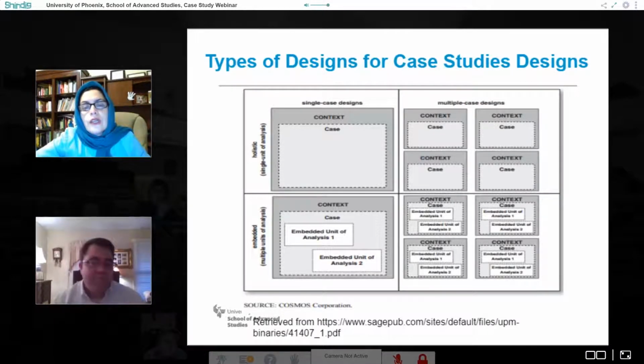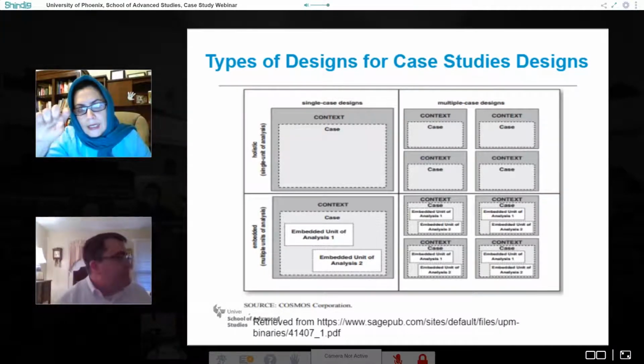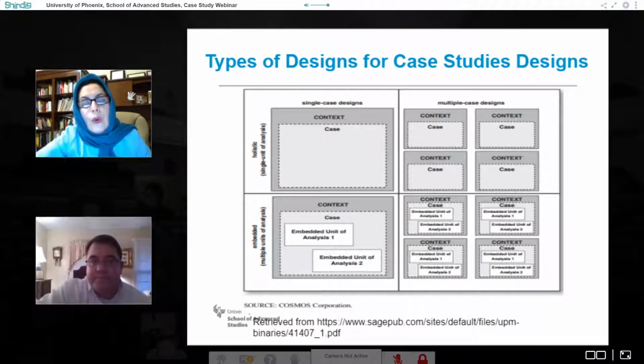So this is the chart that I use to make it easier for you to understand. Remember at the beginning, I had this circle and in the middle was just a smaller circle. That was the case and the context. Here is the same thing, case and context. So if we have just one case and one context, let's say that the context is one organization and one issue in that organization, we have a single case design and it's holistic.